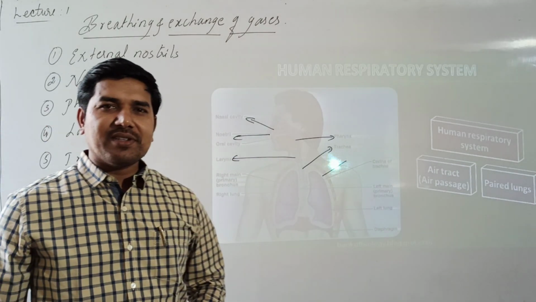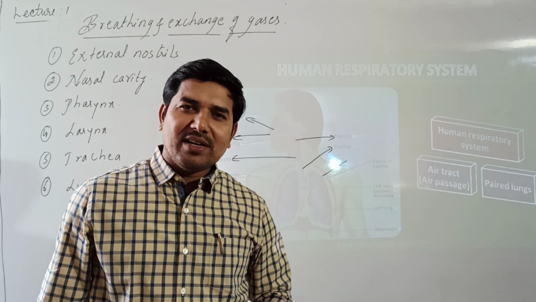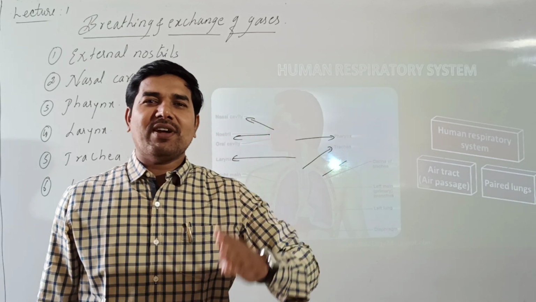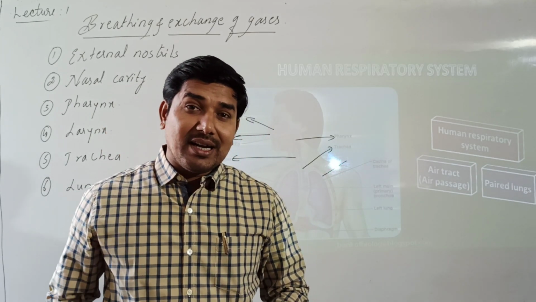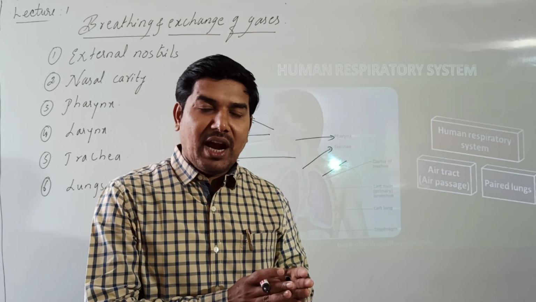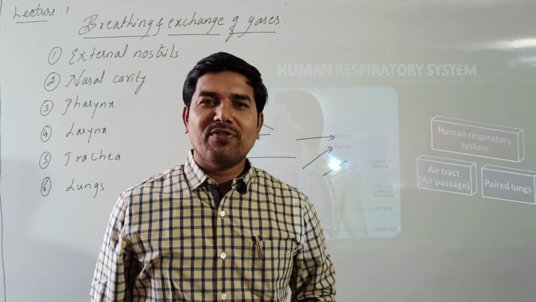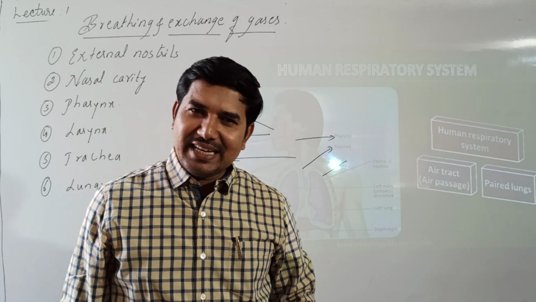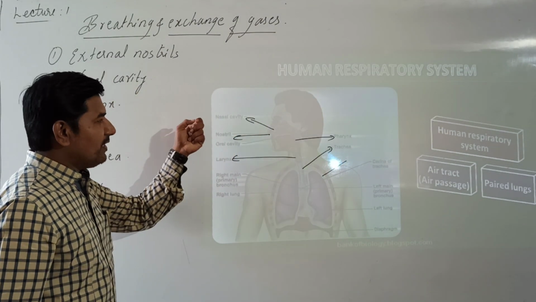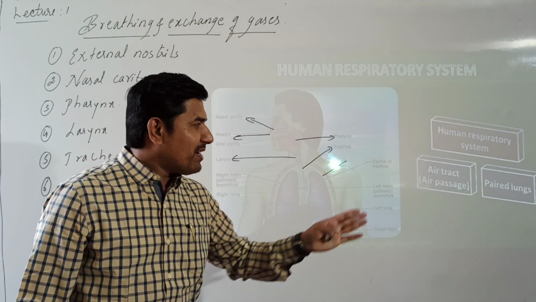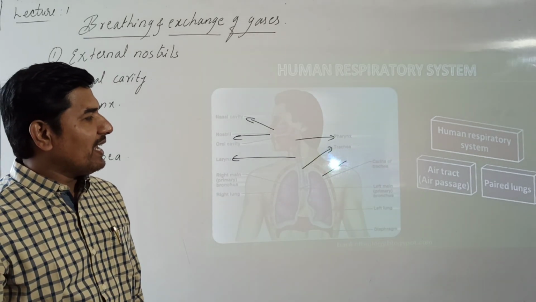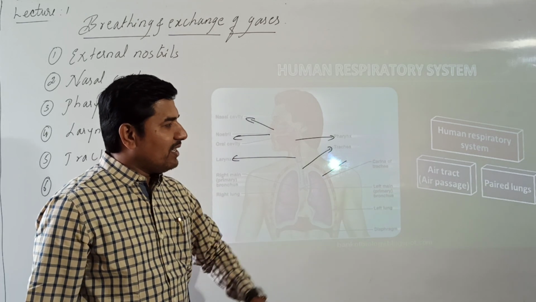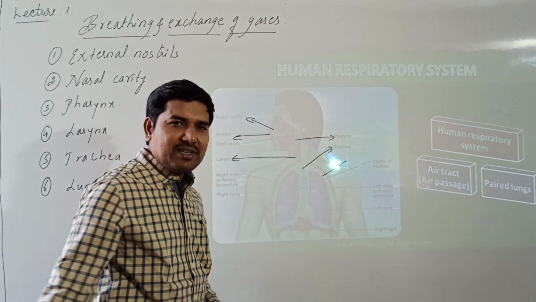Now in the human respiratory system, a diagram will be given. It will be labeled as A, B, C and D. You have to identify the parts. That's why diagrams are also most important, and mainly concentrate on the diagrams of your NCERT, because most of the diagrams are stressed from the NCERT only. Now the human respiratory system consists of air tracts, which we call the air passage. Then after that, a pair of lungs are present.